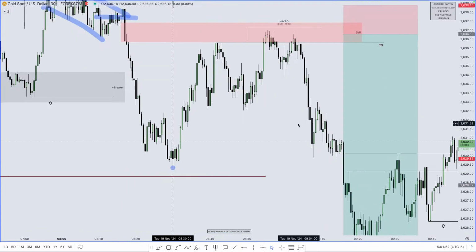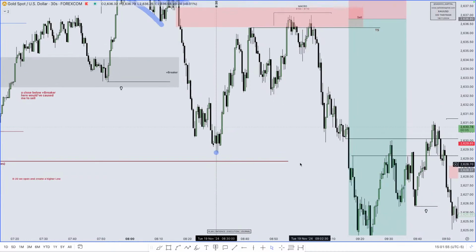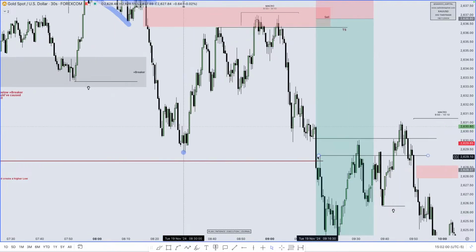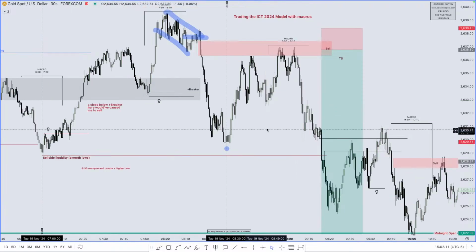And I was now in profit when it made this run to the downside. And obviously this was my target. So I offloaded most of my positions here before we could make it to midnight open, which was my draw. The draw is not a destination, guys. You need to understand that. The draw is not a destination.